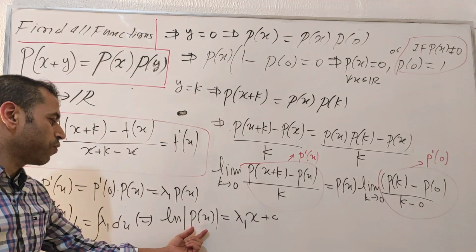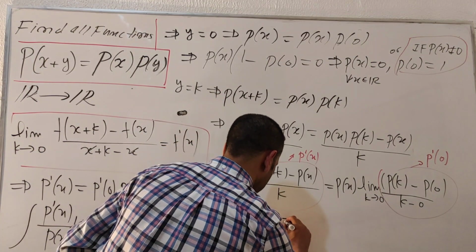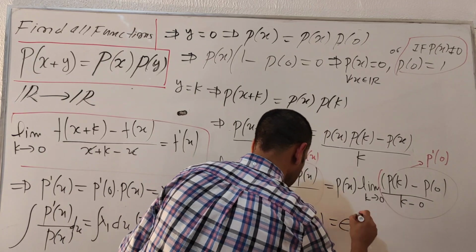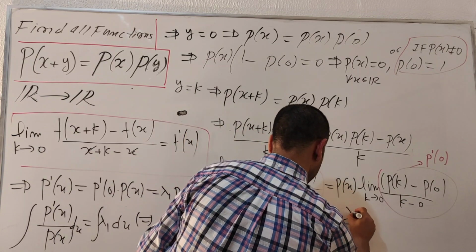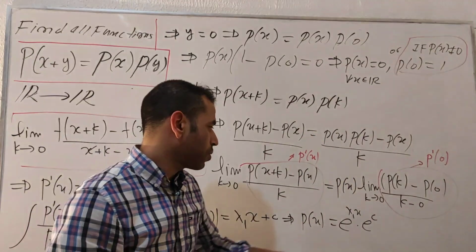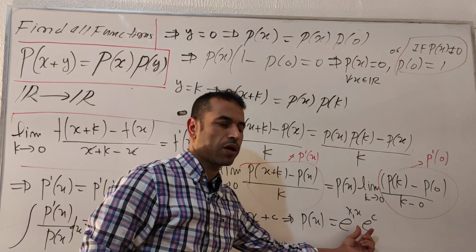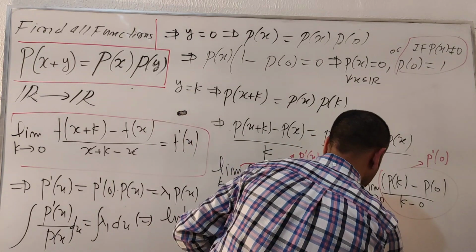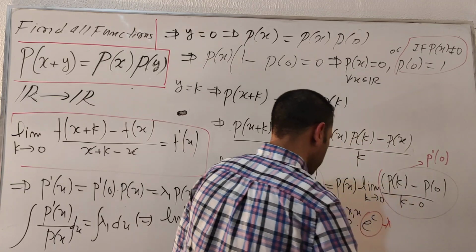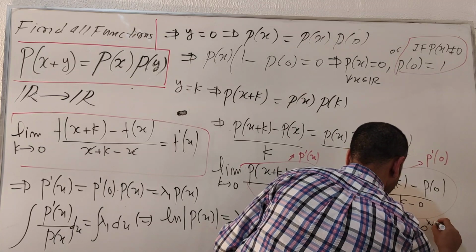We are going to take this p of x out of the natural log and put it in the form of an exponent. So I get p of x equals exponential of lambda 1 x multiplied by e to the c, because I have e to the lambda 1 x plus c. I'm going to separate this and put it as a constant, let's call it lambda. So we get p of x equals lambda multiplied by e to the lambda 1 x.